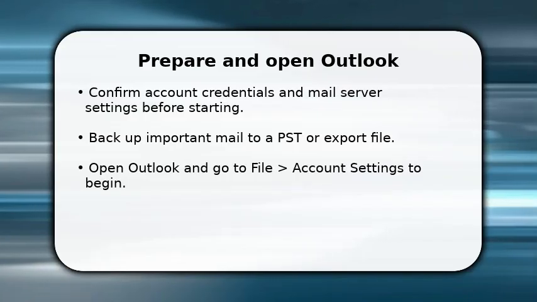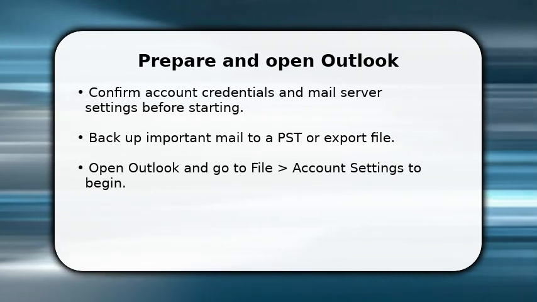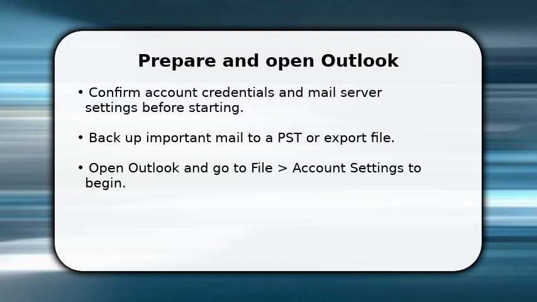You already have credentials and a backup. Now start updating Outlook. First, open Outlook, click File, then Account Settings. Once there, select the account you want to update and choose Change. Make sure the incoming and outgoing server fields match your provider's requirements.